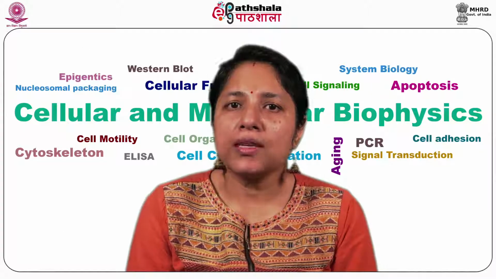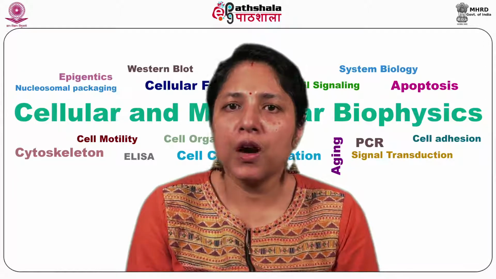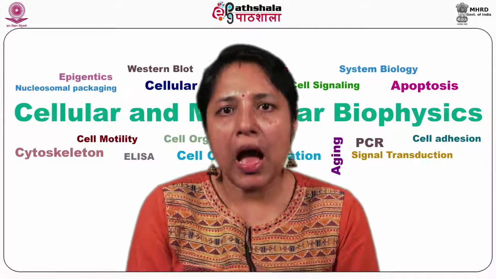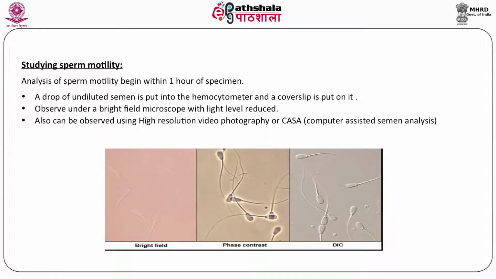Now methods to study sperm motility. Analysis of sperm motility begins within 1 hour of specimen collection. A drop of undiluted semen is put into the hemocytometer and a cover slip is put on it. Now we observe under a bright field microscope with very reduced light, and this can also be observed under high resolution video photography or computer assisted semen analysis.